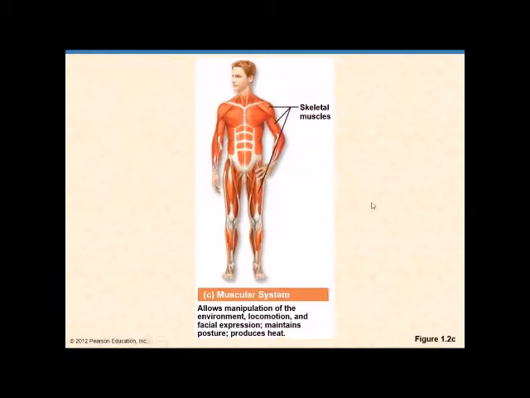Now, we go to the image here, showing various muscles. There's 600-some-odd muscles in the body. Later on in this course, we will talk about about 30 of them.